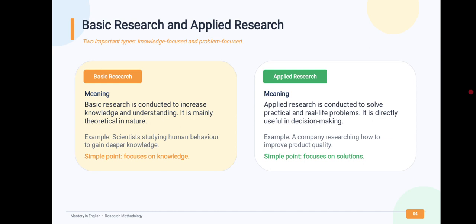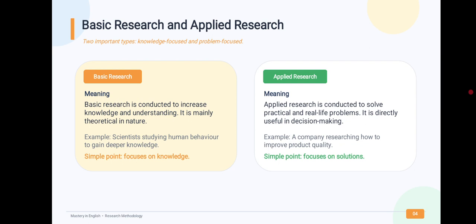Another example, we have a school researching how to improve student performance. So, applied research gives the direct solution to the problem. Now, the simple difference between basic research and applied research. In case of basic research, they basically focus on knowledge. It is theoretical and it is useful in future.